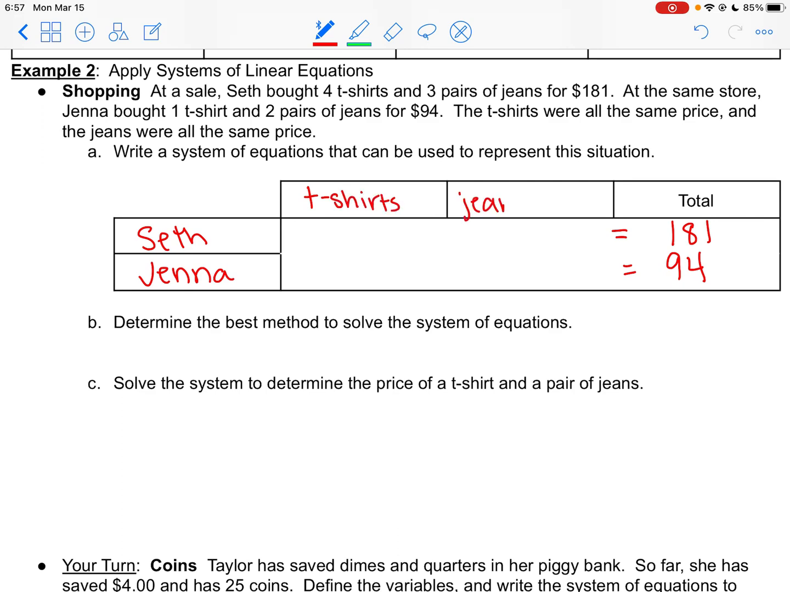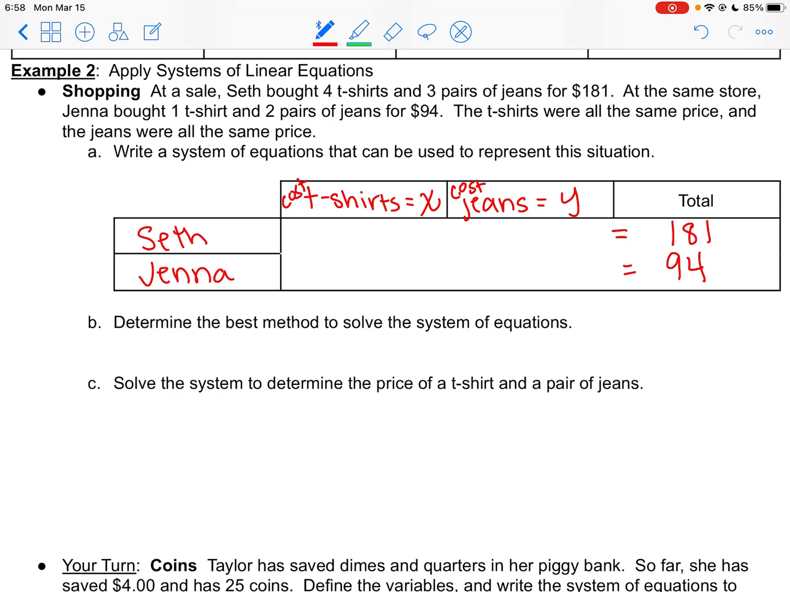So what I need to do is find a variable to represent each of those. So for t-shirts, just staying with what we've been doing, I'm going to use X for t-shirts, and I'm going to use Y for jeans. That doesn't mean that those are the only variables, but those are the ones that I have defined. So what I don't know is the cost of t-shirts and the cost of jeans.